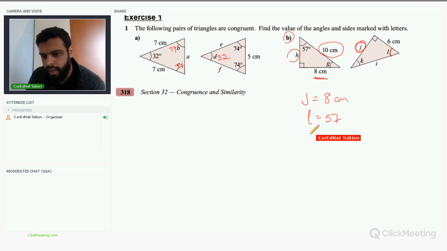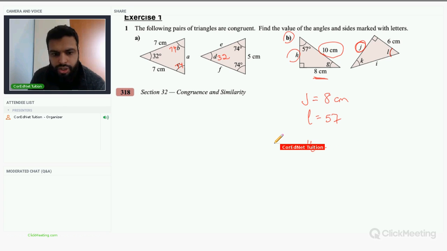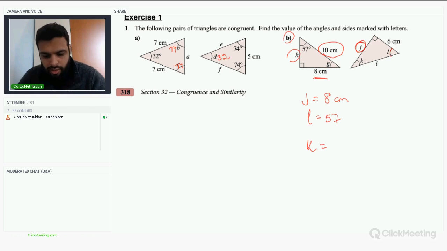The angle, sorry, angle K. K equals? Yes, K is equal to G. Yeah, so what would the angle be? If you've got this angle and you've got this angle, K and G are going to be 57, isn't it, plus the 90, and you take that away from 180, so it's 33. So K equals G, which equals 33.